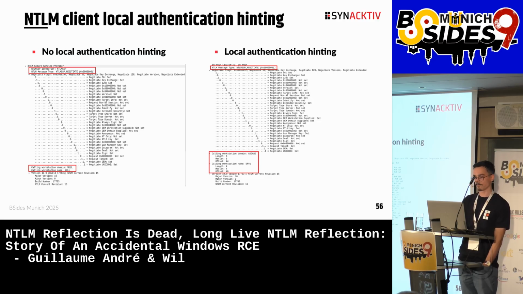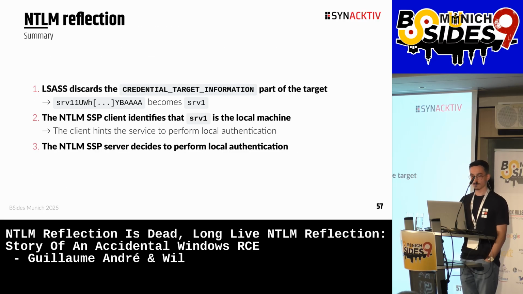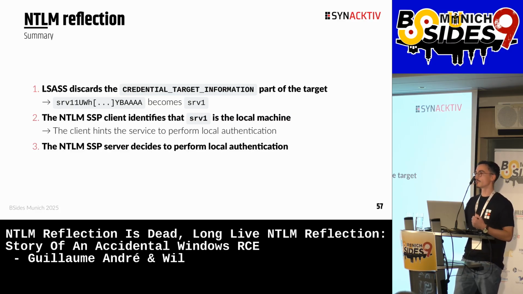local authentication. So to sum it up a bit, first, LSASS discards the credential target information of the target. So SRV1 plus base64 data just becomes SRV1. The NTLM SSP client identifies that SRV1 is the local machine, so it will hint the server into performing local authentication. And the NTLM SSP server retrieves these values, compares them with its own values, and decides to ask the NTLM client in the third message to perform local authentication.